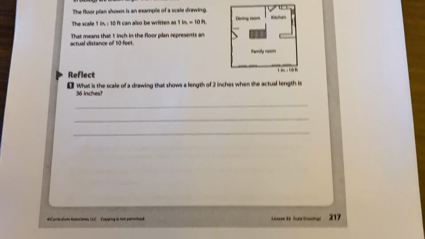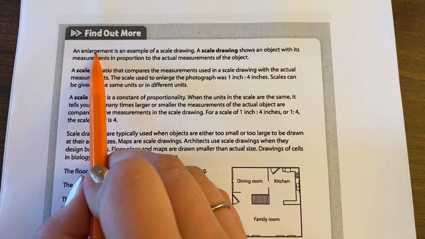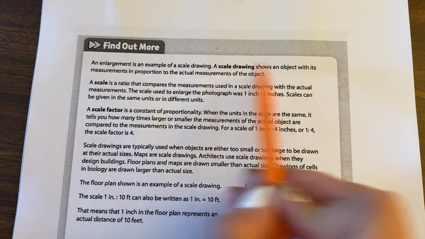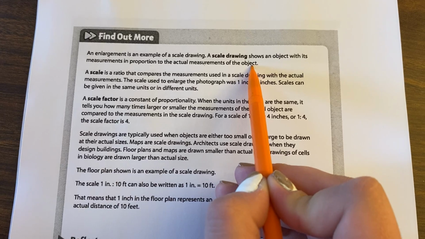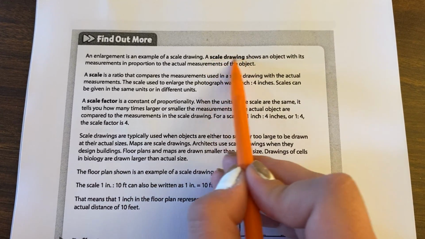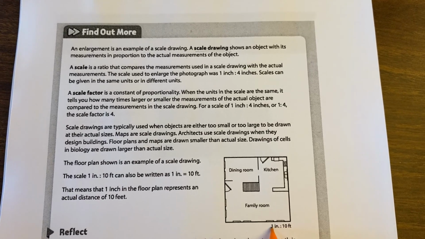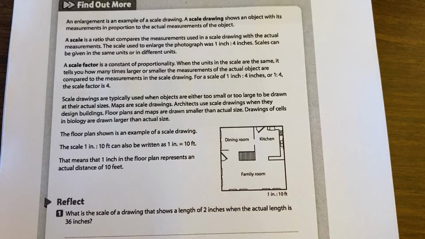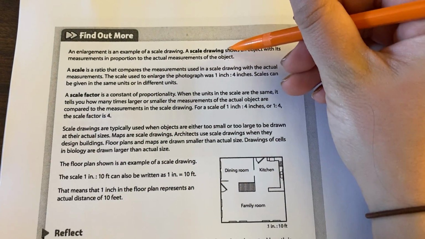But before we do some more math, let's talk about some vocabulary. An enlargement is an example of a scale drawing. A scale drawing shows an object with its measurements in proportion to the actual measurements of the object. The best way that I can describe a scale drawing, think about blueprints. You can't actually draw out a 40-foot building, but you could draw a 40-foot building in a smaller scale as this scale drawing.